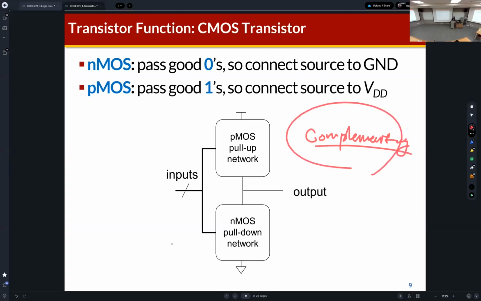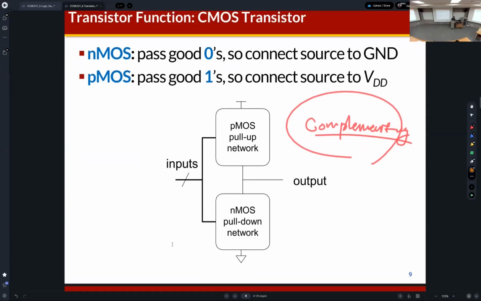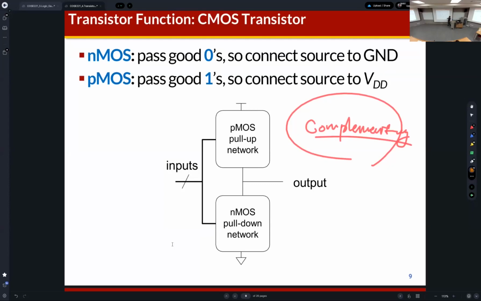So by combining PMOS transistors and NMOS transistors, we can build basic digital logic. As you can see, the PMOS transistors are connected to the VDD, and the NMOS transistors are connected to the ground, and the other node of the PMOS and NMOS transistors is connected to the output in common. Also, input signals are connected to the gate nodes of the PMOS and NMOS transistors.